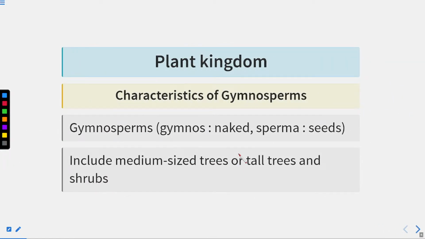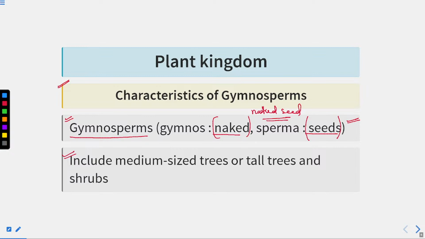In this we are going to study the characteristics of gymnosperms, and also angiosperms, right? The first thing we are going to study is the characteristics of gymnosperms. Gymnosperms are naked seeded. This is one of the very important characteristics. Gymnos means naked and sperma means seeds, so gymnosperm means naked seeds.